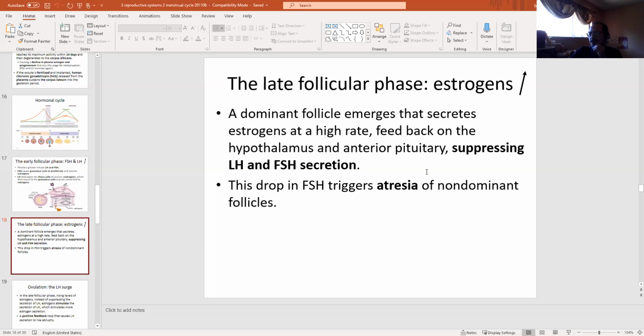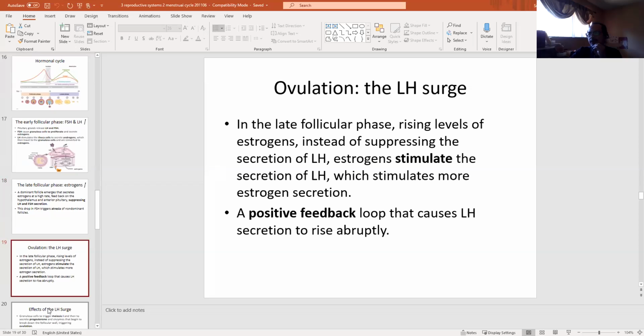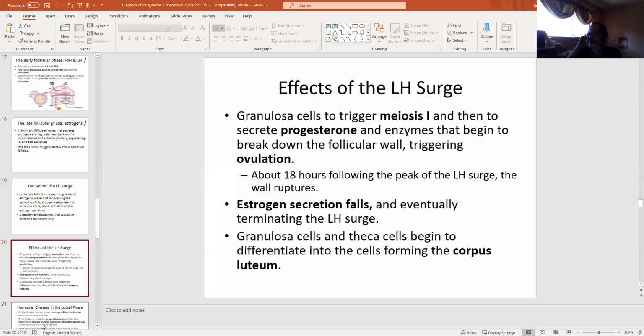Then this increased amount of estrogen will trigger a positive feedback to the pituitary gland to cause the increase of LH and FSH. We call this condition an LH surge. And this surge goes with the ovulation, and this surge plays an important role. The effect is to trigger the continuation of primary oocyte meiosis.